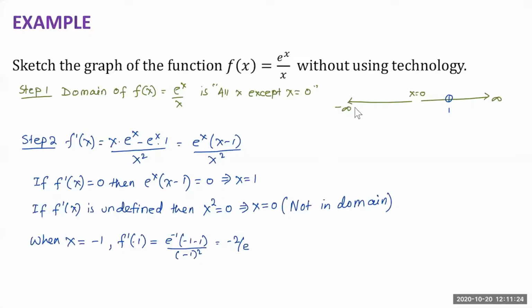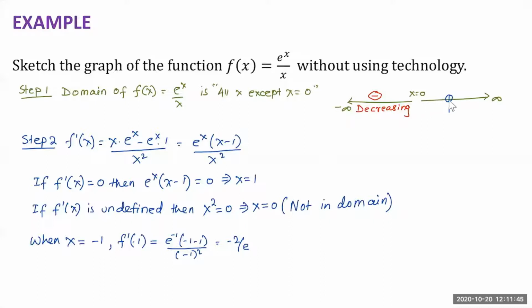Over here, the first derivative is negative, so we can mark that. The meaning of that is the function is decreasing. So the graph is decreasing over there, if you want to sketch the graph of the function. Now let's check from 0 up to 1.